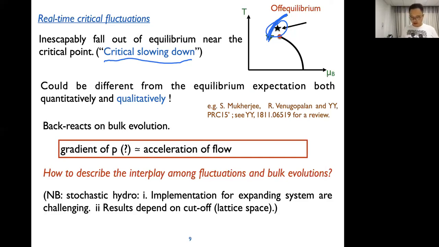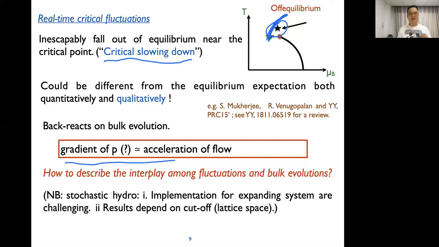Why? The simple answer is behind these very simple equations: the gradient of pressure gives the acceleration of the flow, but the scaling behavior of the equation of state near the critical point is due to the fluctuations of the order parameter field. If such fluctuation is out of equilibrium, this pressure also has to be modified, which in turn changes the way the fireball expands. This brings us to a very important question: how to describe the interplay between the fluctuations and the bulk evolution?